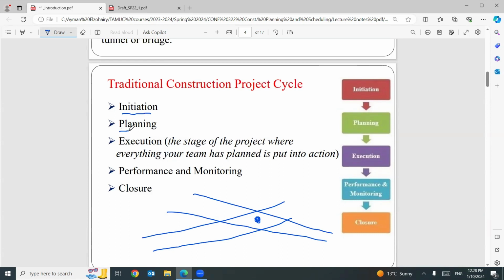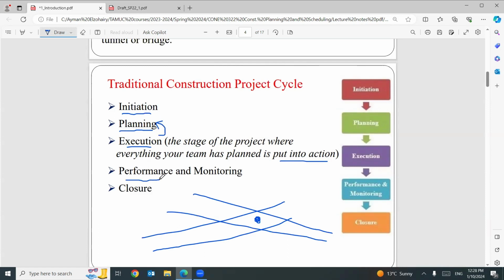After you have initiation, we should plan for this project. Planning the activities, how we will perform, how we will construct, how we will finance this project, all of them under the cycle of planning. Execution. Execution means the construction itself, the stage of the project where everything your team has planned is put into action. So you are constructing what you planned for.